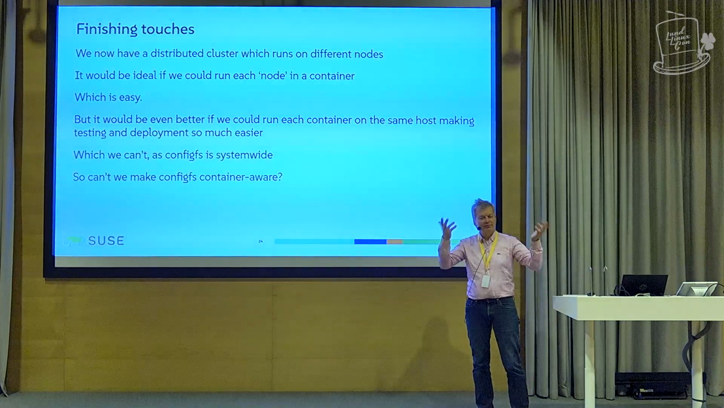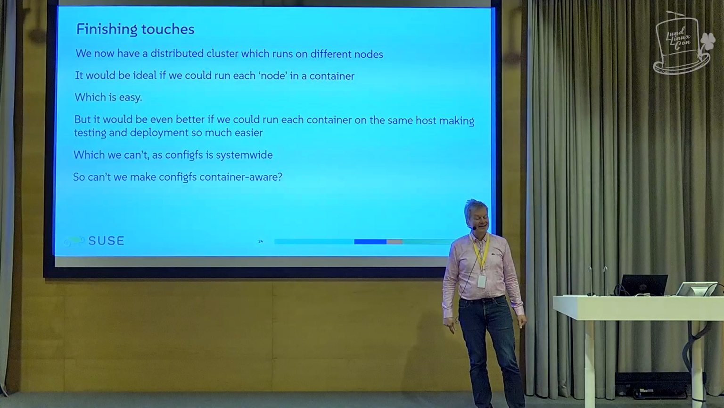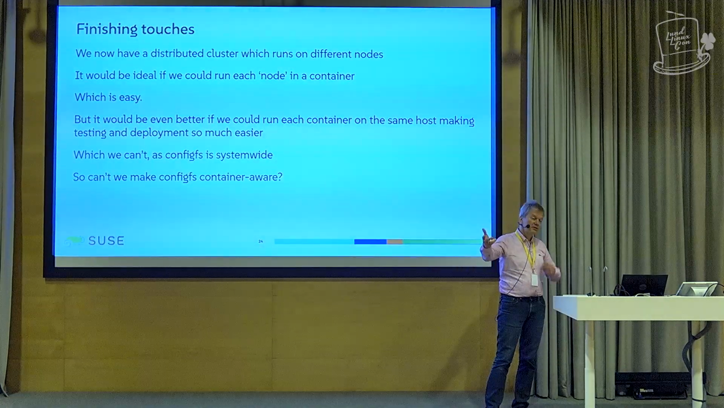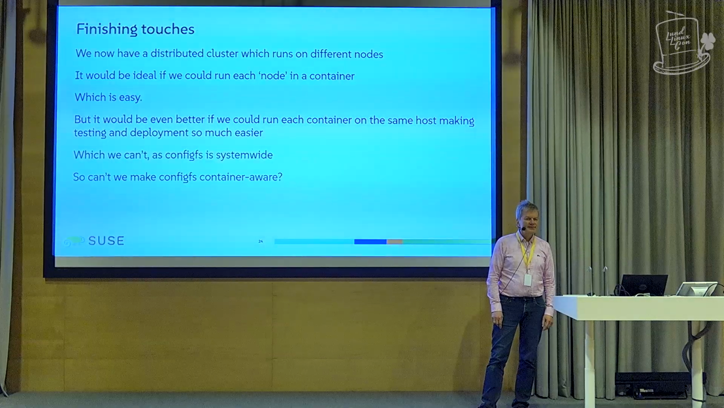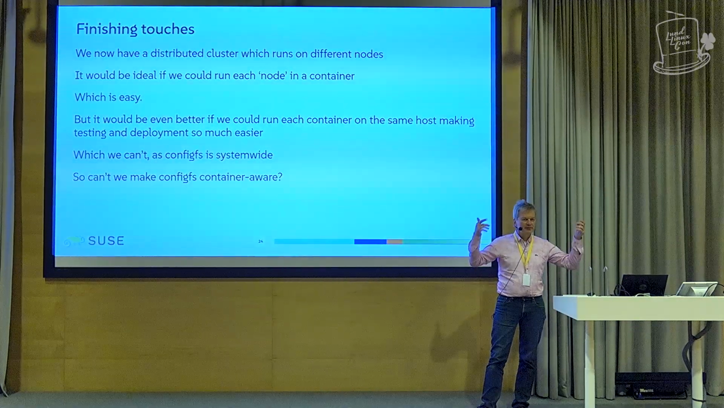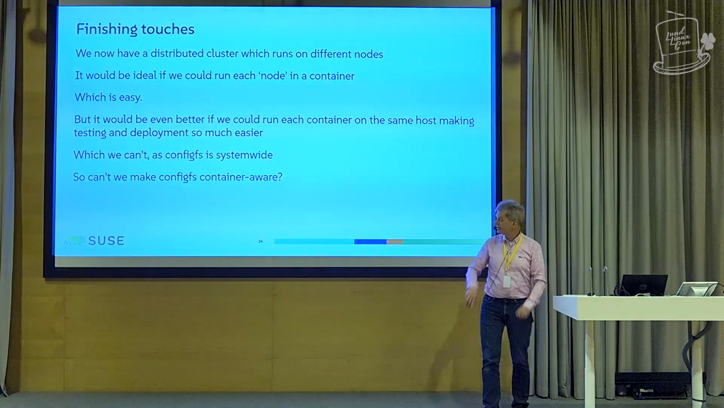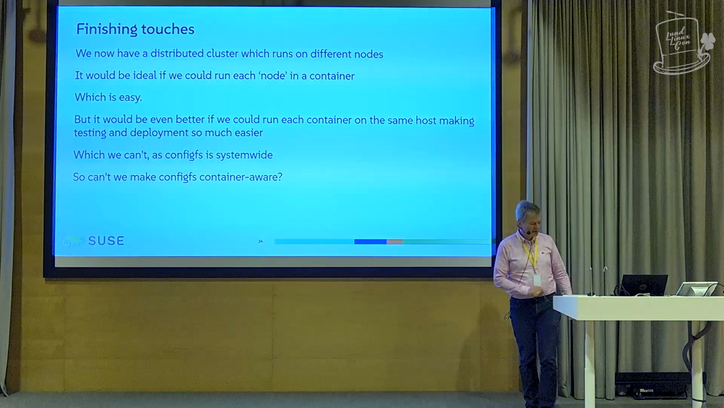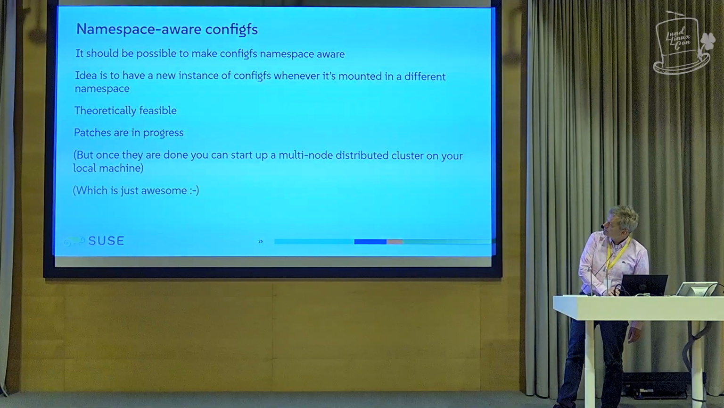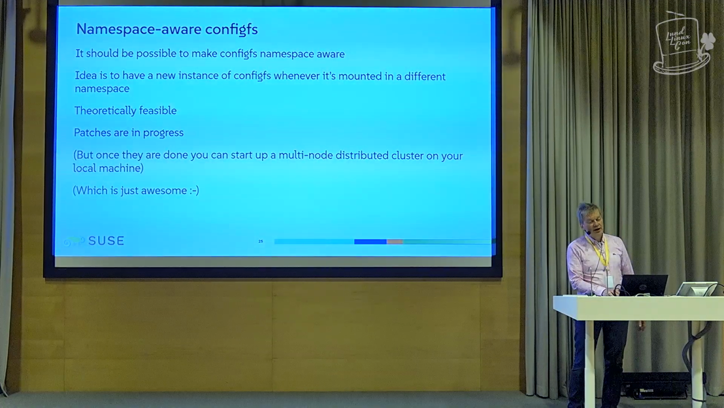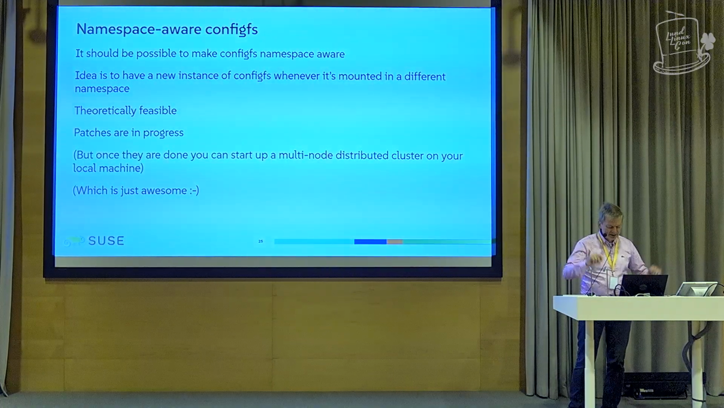So then we have a namespace aware config.fs, and we can just mount config.fs in all container instances and have a per container view on that config.fs. So that was actually quite a neat idea. And yeah, patches are in progress. And then you can have the whole thing in containers on your local machine without having to bog down your machine via tons and tons of VMs.